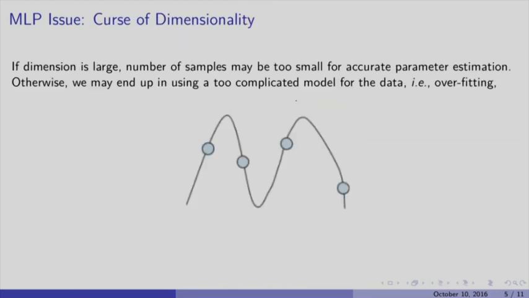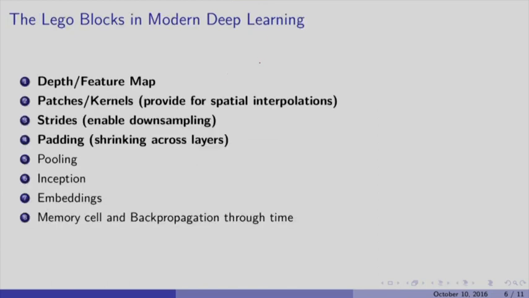There is also the problem of the curse of dimensionality. With a large number of features and parameters, we would also need a large number of examples in the training data for accurate parameter estimation. This is especially important to counter the problem of overfitting on a very small sample. The Lego blocks in modern deep learning, which have helped address some of these issues, are as follows. We will consider the following architecture.